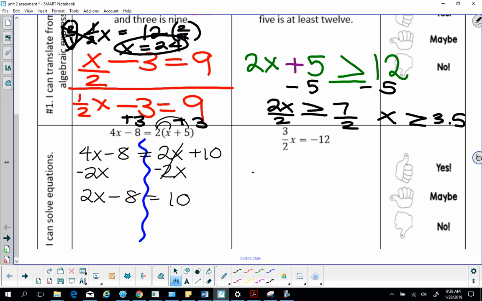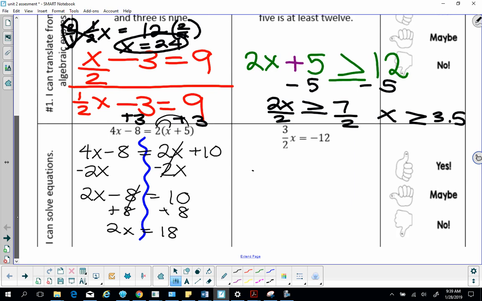So you want to move all the x's to one side. Then how do I get 8 to the other side? Add 8. And so you end up getting 2x equals 18. What's the last thing I need to do? Divide by 2.